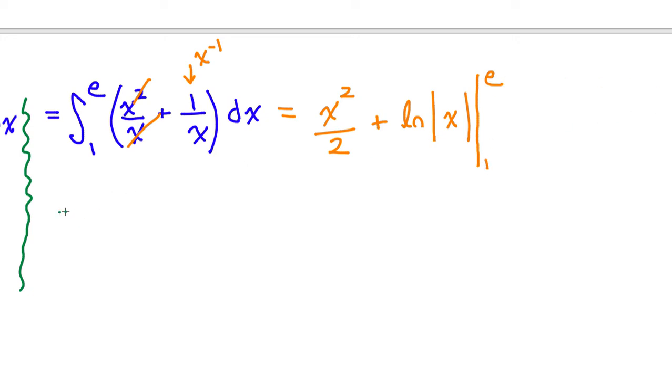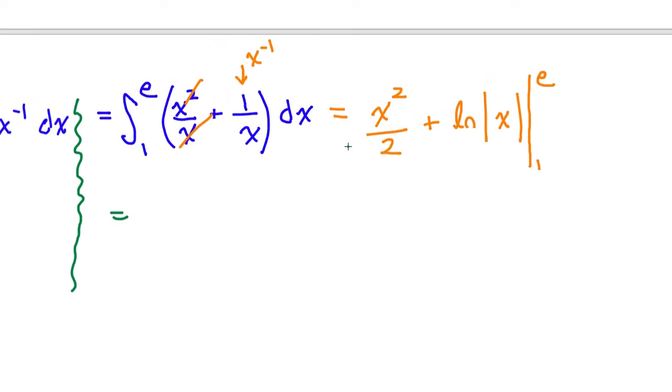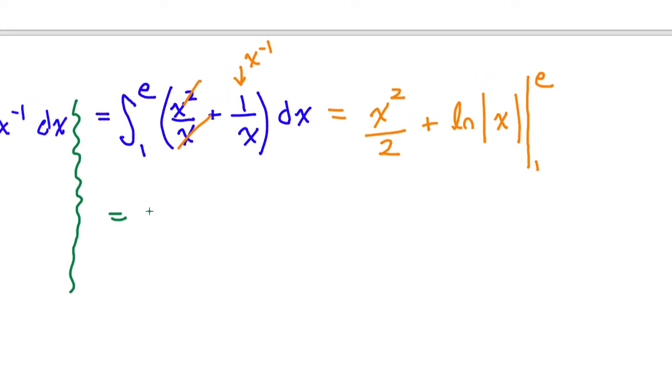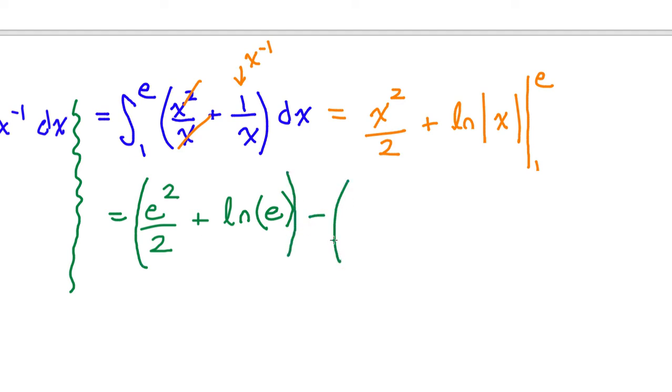All right, so I'm going to come down here now. When I evaluate this thing, I'm going to plug in e first, so I get e squared over 2 plus natural log. I could say absolute value of e, but I know e is positive, so I'm just going to drop it right now. Natural log of e. So that's what happens when we plug in e. Let's subtract what happens when we plug in 1.